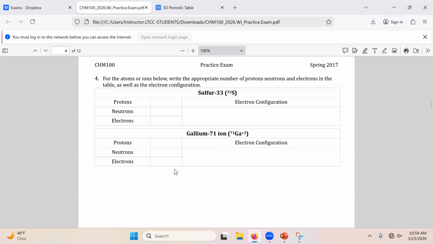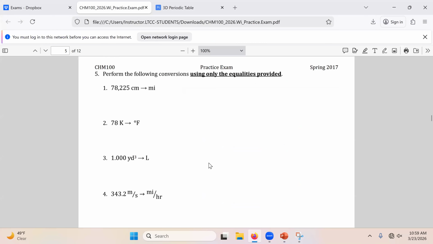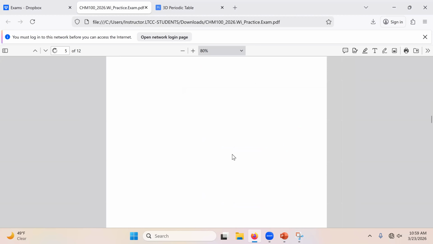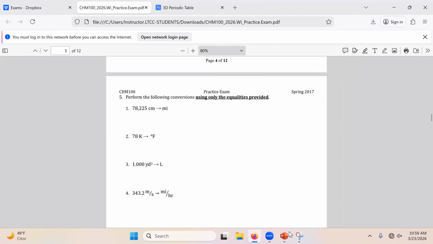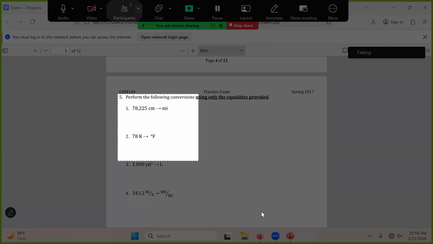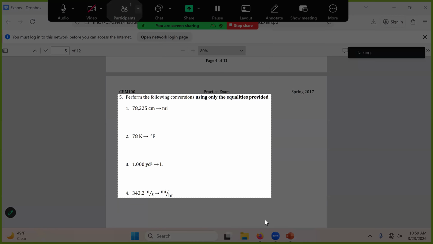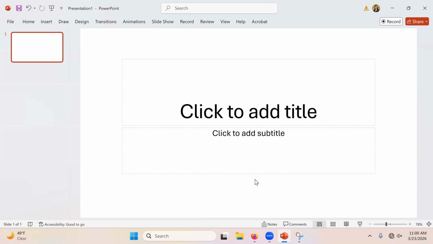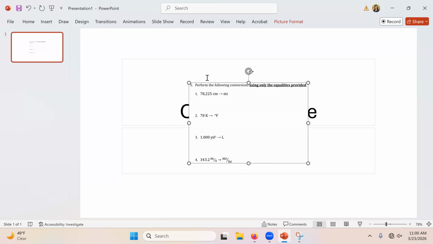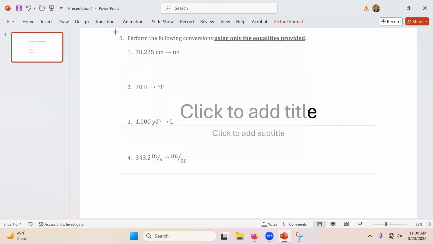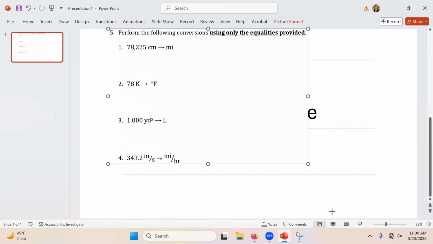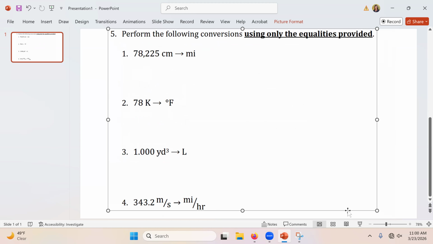All right, let's look at our conversions here. I don't like the other one anyway because I can't erase it. I have to clear the whole thing. So.